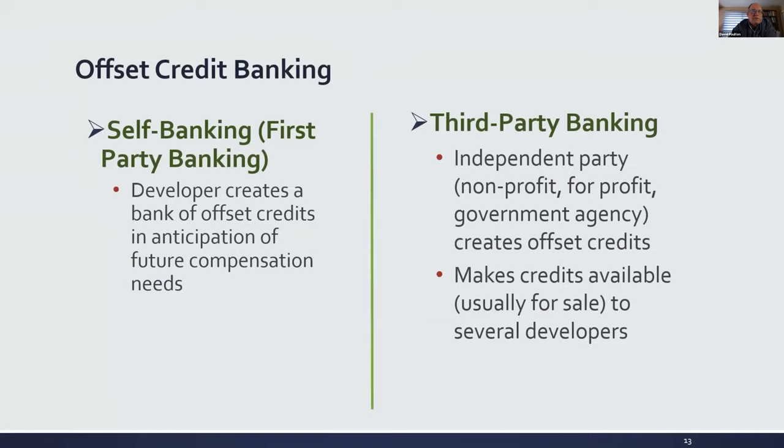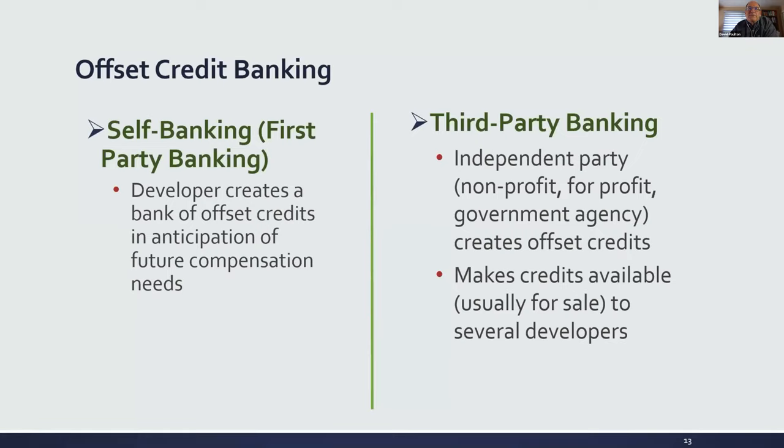So there's two types of credit banking. Self-banking, or sometimes called first-party banking, allows the developer themselves to go ahead and create a bank of offset credits in anticipation that they're going to need those credits for their later development projects. That has the advantage that essentially they can be confident that they can meet their offset obligations later on. And we collectively have the advantage that we can demonstrate that the offsets are ecologically functional before we use them in the regulatory process. But self-banking, again, is one party taking care of their own future needs through a banking arrangement.